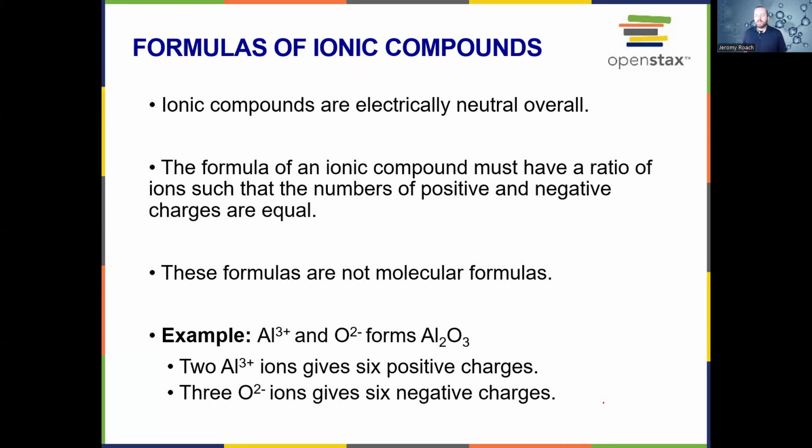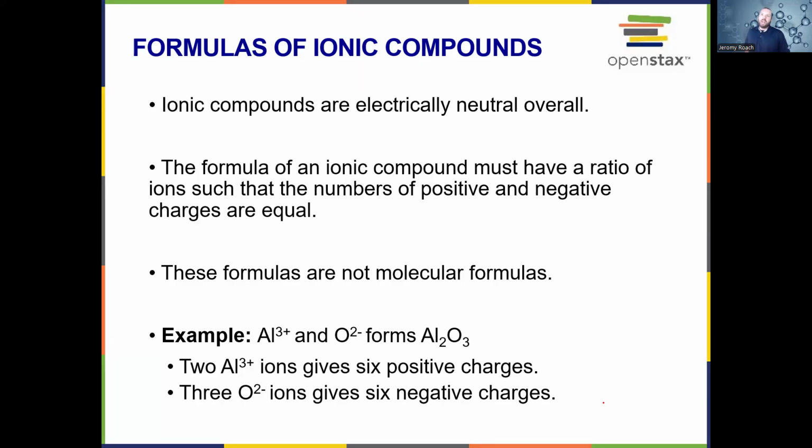If we look at Al3 plus and O2 negative, when we combine these with a 1-to-1 ratio, they would not form an ionic compound. It would still be an imbalance of charges. So instead, we have to multiply the aluminum by 2 and the oxygen by 3.